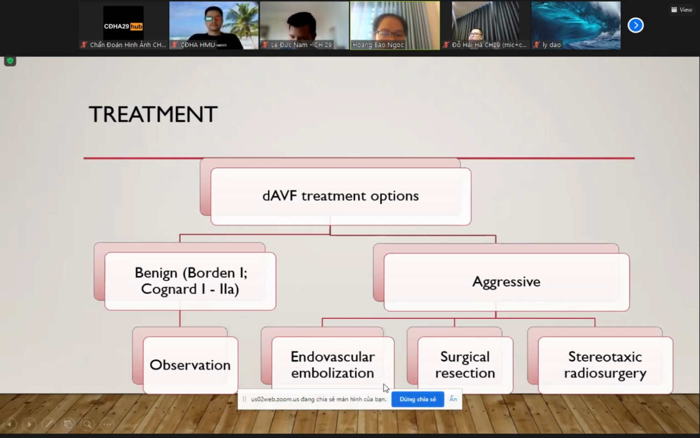Among those, endovascular embolization is the minimally invasive technique, which can be considered the first-line treatment of dural AVF. And if endovascular embolization is not feasible or insufficient, surgery can be necessary, and it can be open surgery or microsurgery. But there are some difficult lesions that need the combination of endovascular embolization and surgical resection.